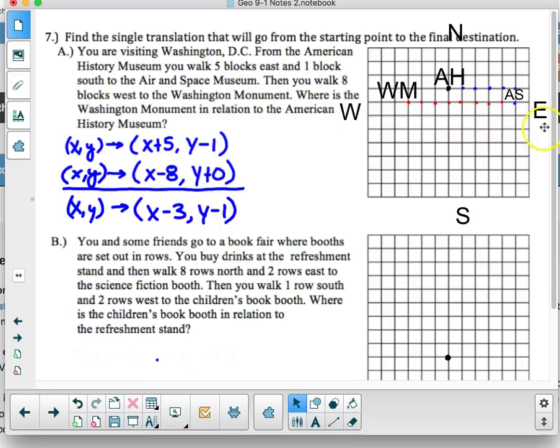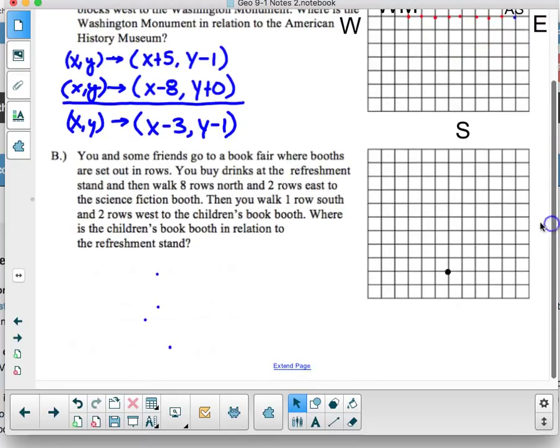What I want you to do is try the same thing in the book fair. Except before you start, let's put a black dot. 1, 2, 3, 4, 5, 6, 1, 2. Please put that black dot down and then give it a try based on these directions. Okay, and after you're done, turn me back on.